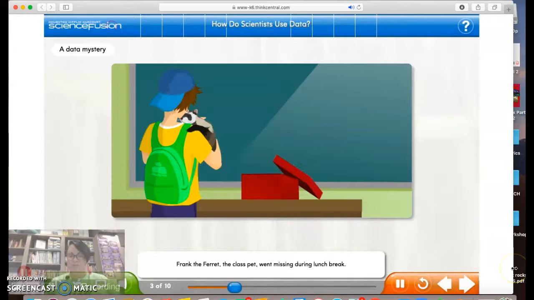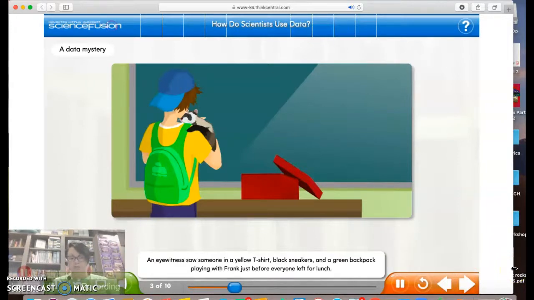Frank the ferret, the class pet, went missing during lunch break. Dun, dun, dun. An eyewitness saw someone in a yellow t-shirt, black sneakers, and a green backpack playing with Frank just before everyone left for lunch. The witness couldn't tell who it was, or even if the person was male or female, because the person's face was hidden by a blue baseball cap. So we have some information here. Let's see what they do with it.